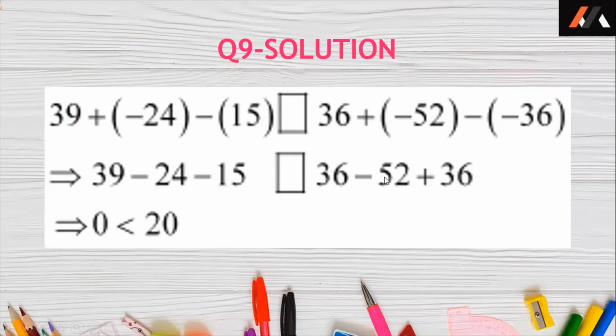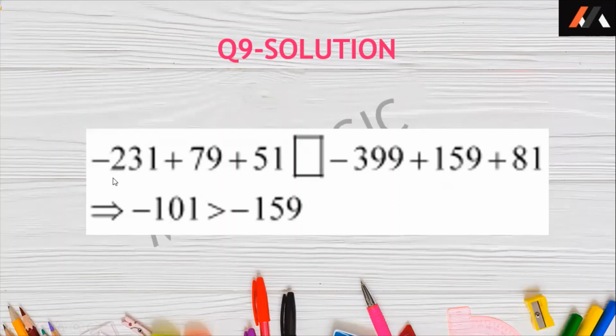36 minus 52 plus 36, which is equal to 20. 20 is greater than 0. Therefore, RHS is greater than the LHS.